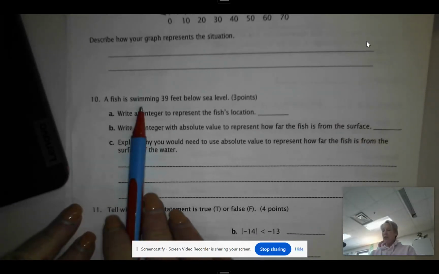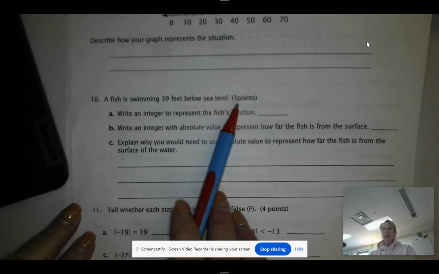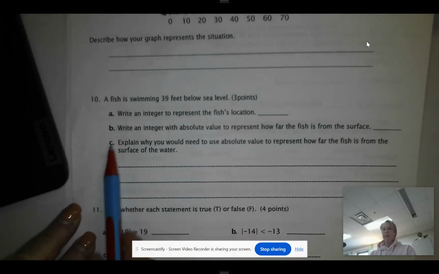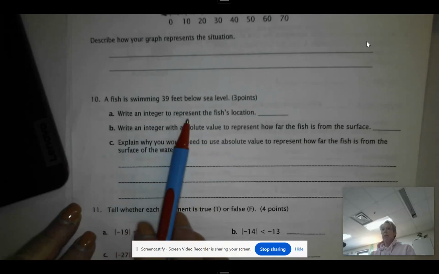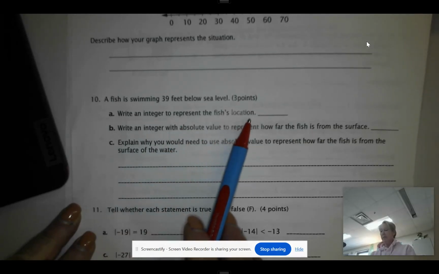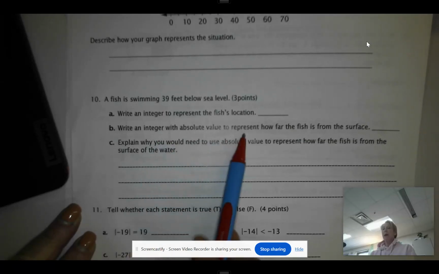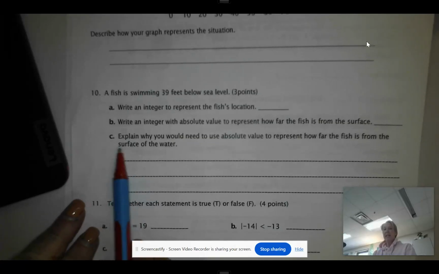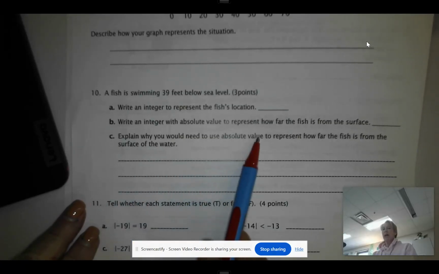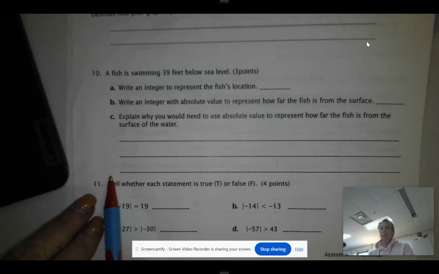Number 10, a fish is swimming 39 feet below sea level. This problem is worth 3 points for A, B, and C. A fish is swimming 39 feet below sea level. Write an integer to represent the fish's location. That's A. Pause. B, write an integer with absolute value to represent how far the fish is from the surface. And then finally C, explain why you would need to use absolute value to represent how far the fish is from the surface of water. Pause while you complete all of 10.